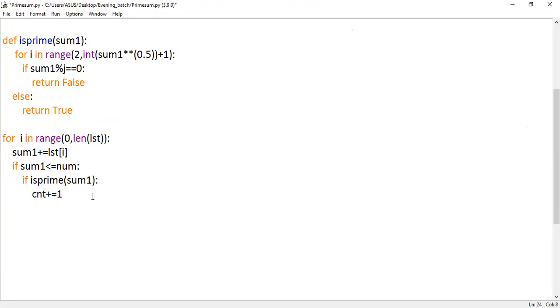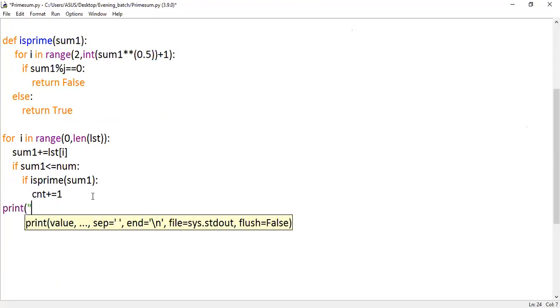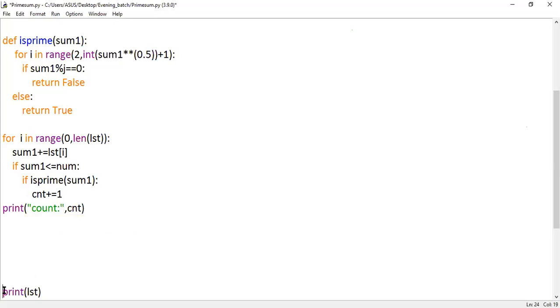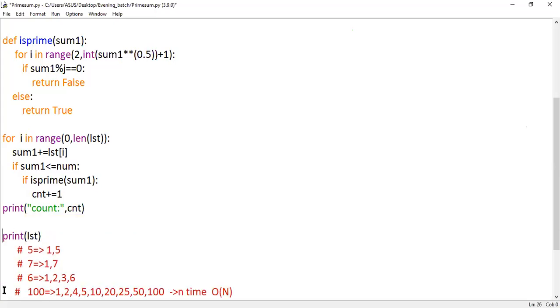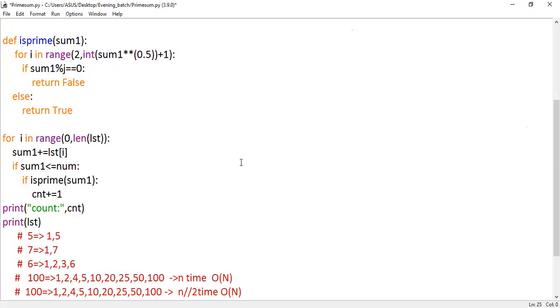So this is done. Coming outside, you can just print the count value. This can be done. And if you want, you can also print the list value, for your reference. So this is also done.